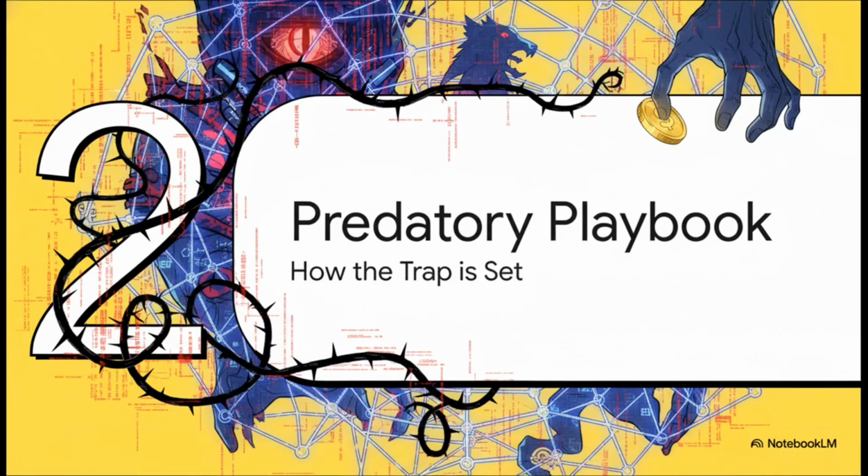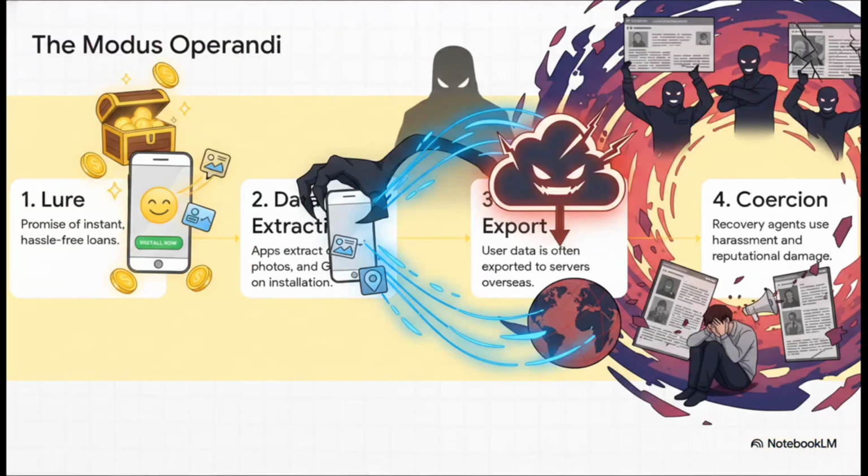Precisely. So now let's get a bit more analytical. To write a high-scoring mains answer, you absolutely have to be able to explain the exact modus operandi. So let's break down this predatory playbook, step by step. It's a very systematic 4-step trap. First, they lure you in with these promises of quick, hassle-free money. The second you install the app, it scrapes your entire digital life. We're talking contacts, photos, your location, everything.